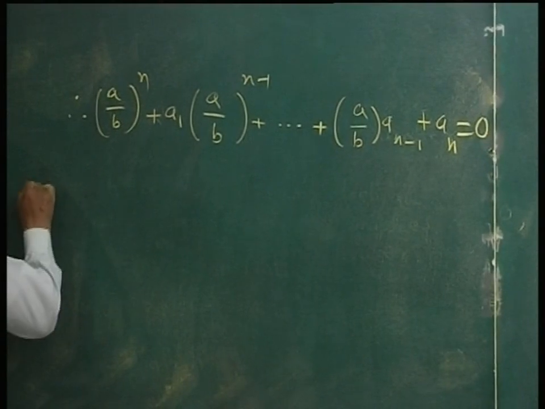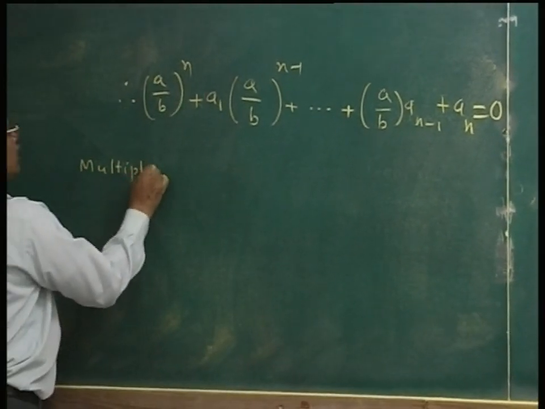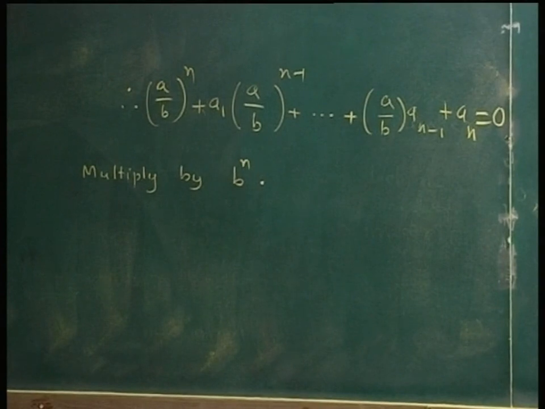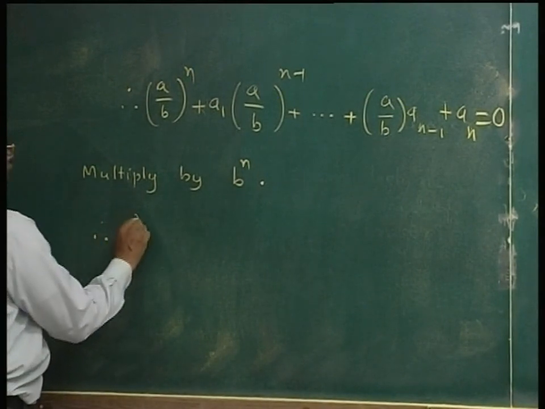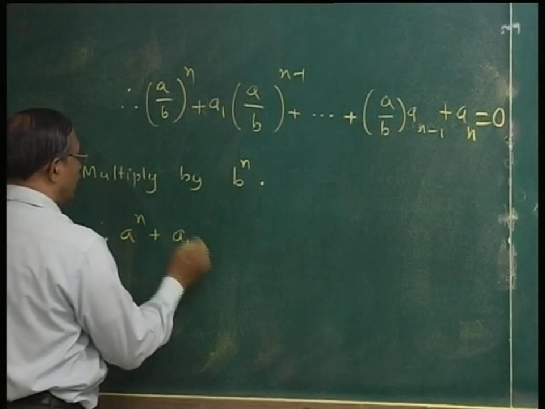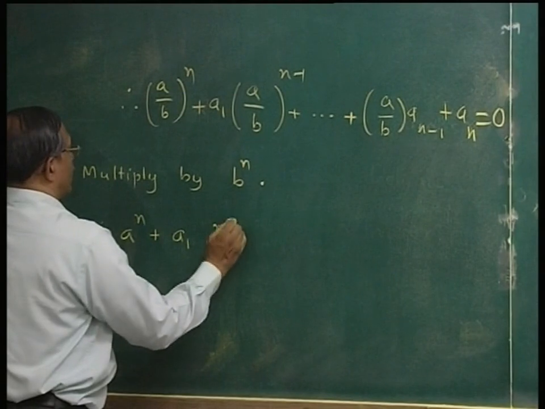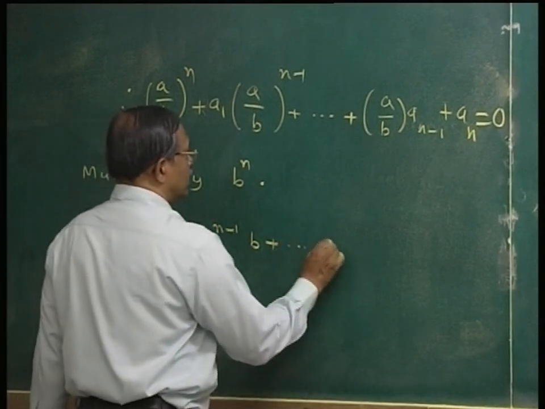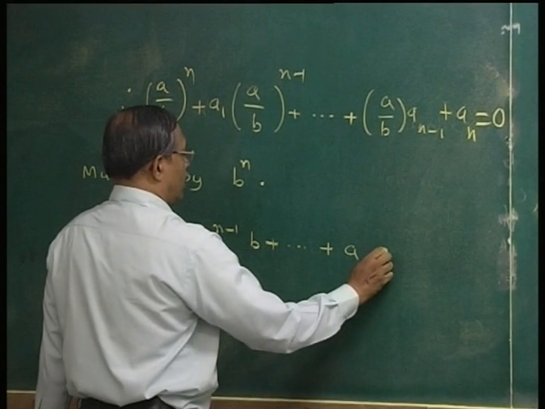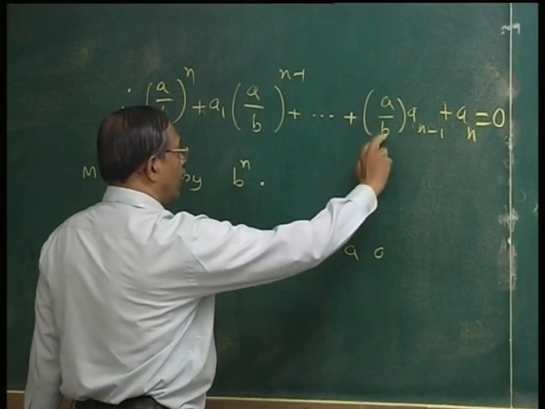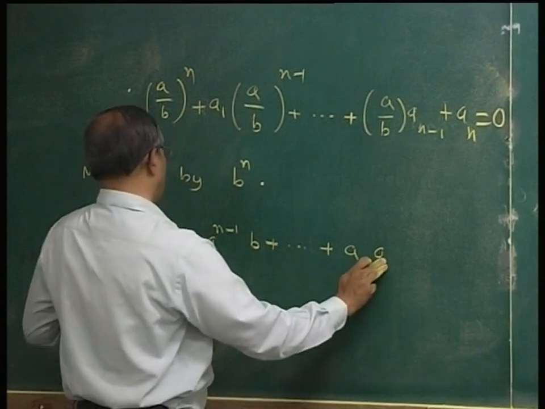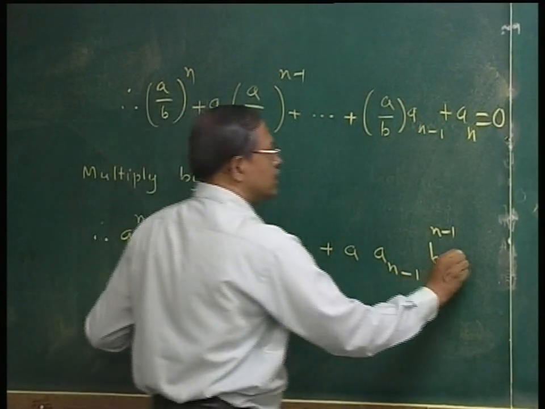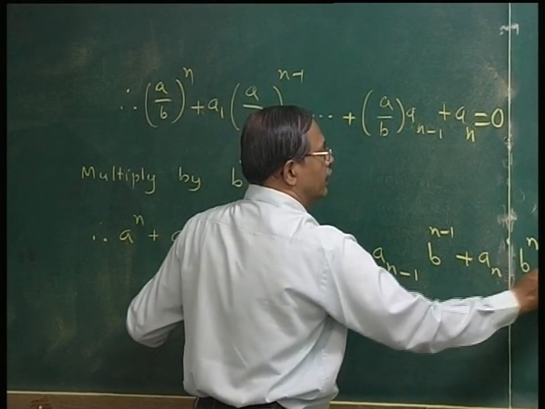Now multiply throughout by b raised to n. That gives us a raised to n plus a1 a raised to n minus 1 into b plus and so on, plus a n minus 1 a and b raised to n minus 1, plus a n b raised to n equal to 0.